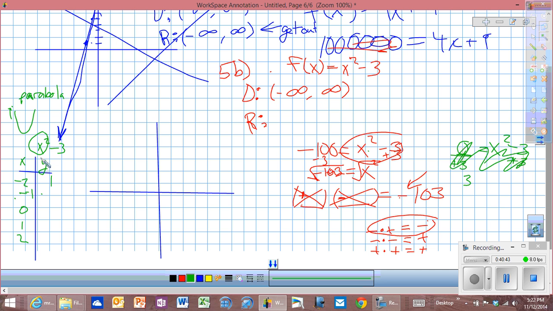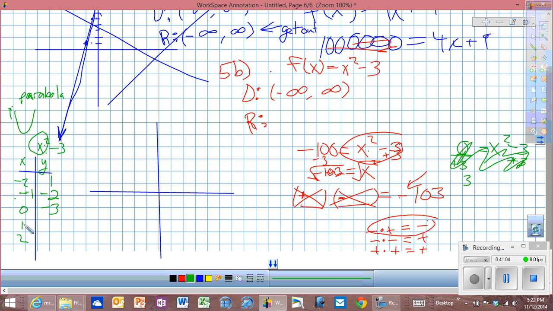Okay, -1 squared. We're squaring things first, and then we're subtracting 3. -1 times -1 gets me +1. +1 minus 3 gets me -2. 0 squared, that's a nice one. 0 squared is 0. Minus 3 is -3.